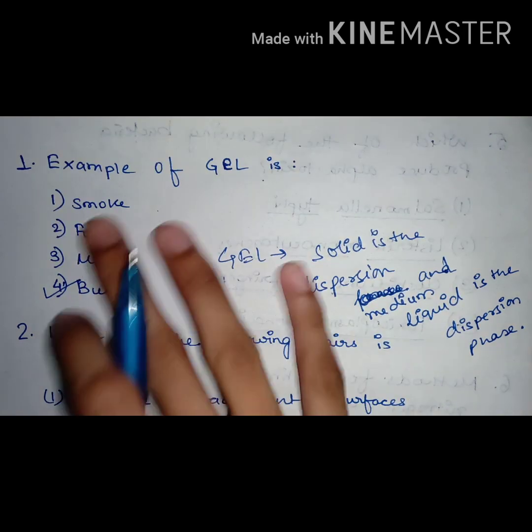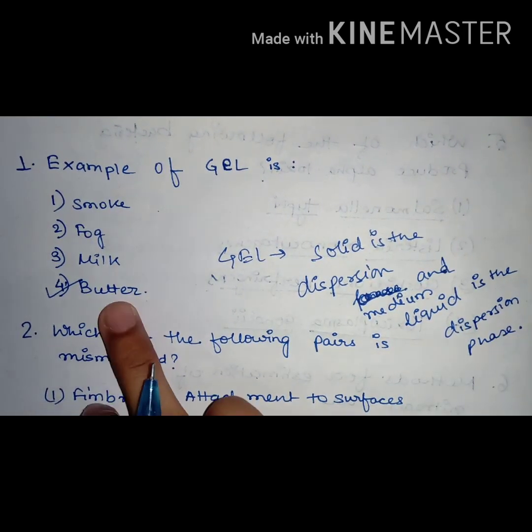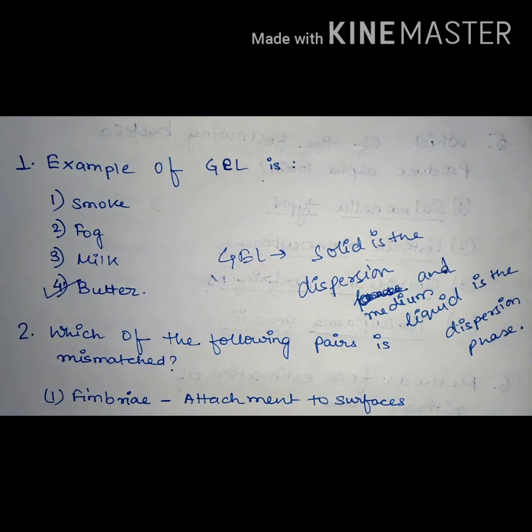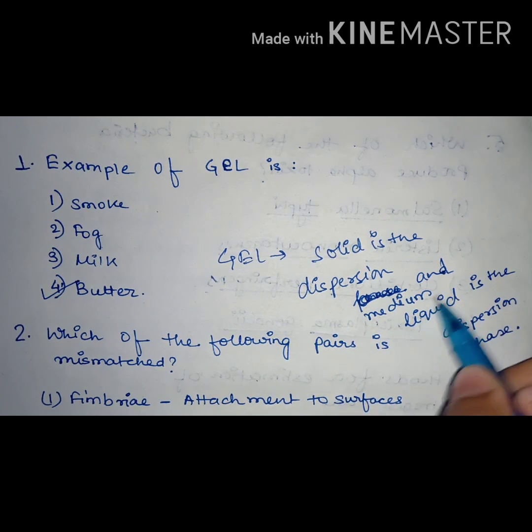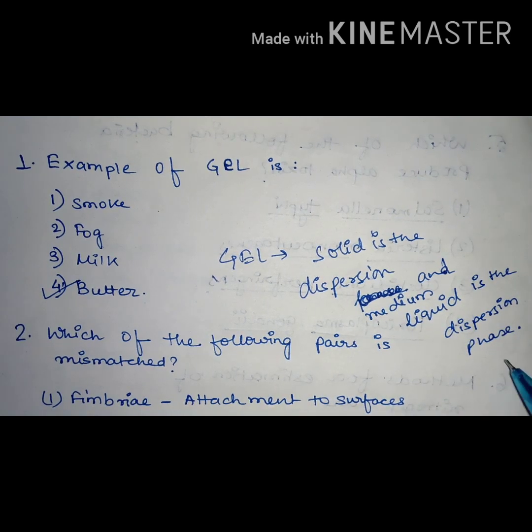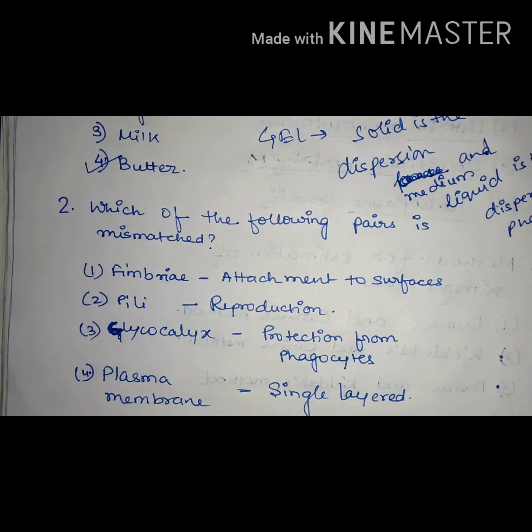The first question. Example of gel is. The answer is butter. Gel is a colloidal solution in which solid is the dispersion medium and the liquid is the dispersion phase. Moving on to the next question.